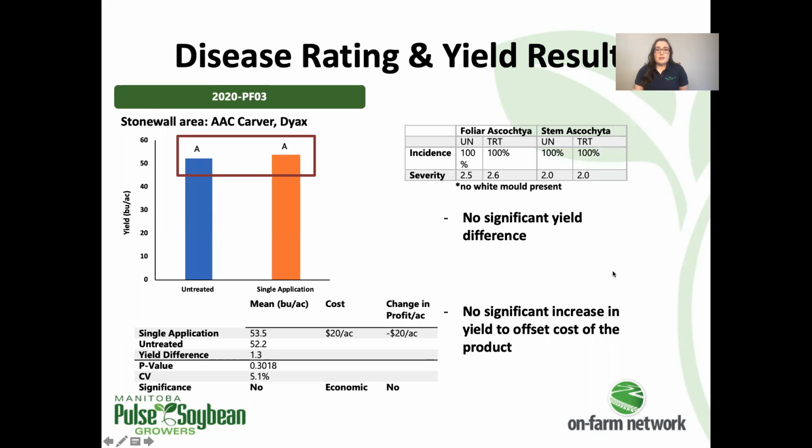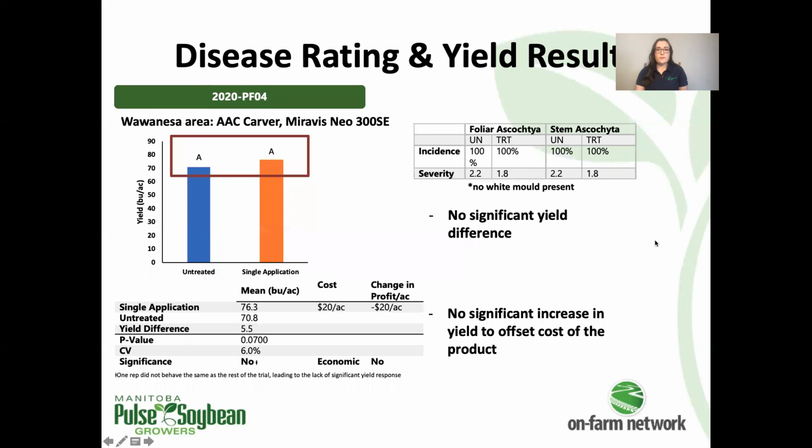This trial was conducted in the Stonewall area, looking at the same comparison, untreated peas to a single application of Dyax. Very similar story again. So very prevalent Ascochyta throughout the trial. It affects a lot of plants, but it's at relatively low levels. No white mold, no significant yield difference. We're not getting that income boost with the product to offset the cost of the product.